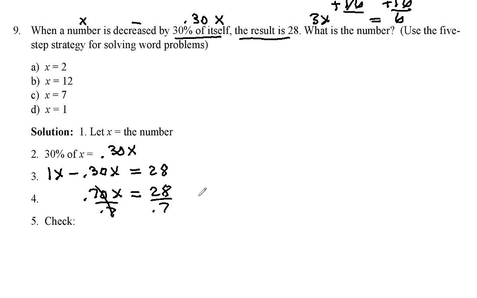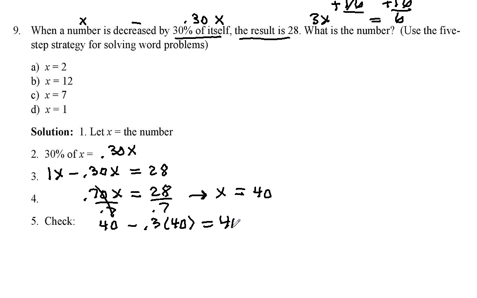So these guys cancel. And that gives us x is equal to 40. Okay, and now we can check our work. So we took our number x, which is 40, and then we decrease it by 30% of itself. So minus 0.3 times 40. And what do we get?